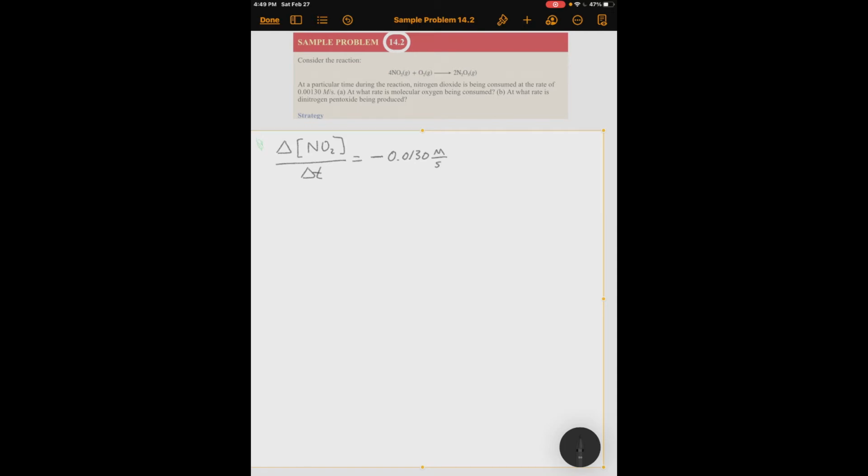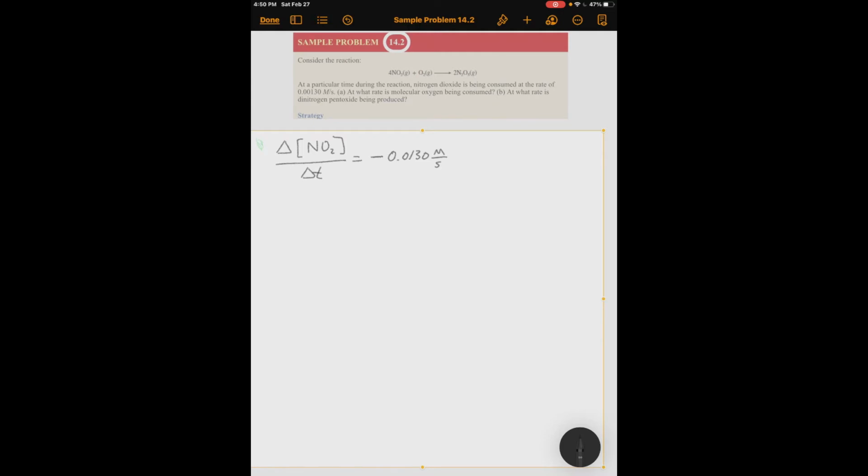So change in the concentration of NO2 divided by the change in time. Now, how did I know it was concentration? I looked at the units. Molarity is concentration, so that would be the change in concentration. The units of time, what are they? Well, it says molarity divided by seconds, so the unit of time, therefore, is seconds, okay? So now, to answer the two questions, I'm going to do this pretty formally because I want to make sure I get it right.